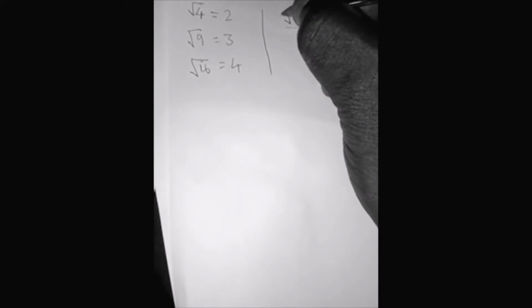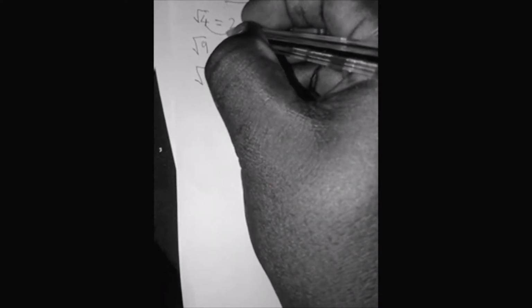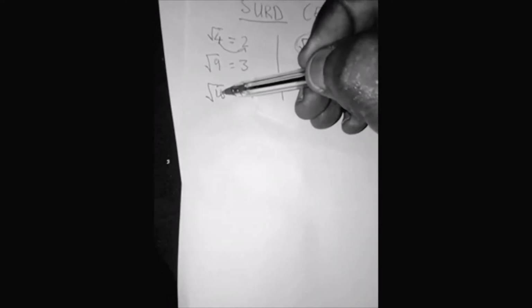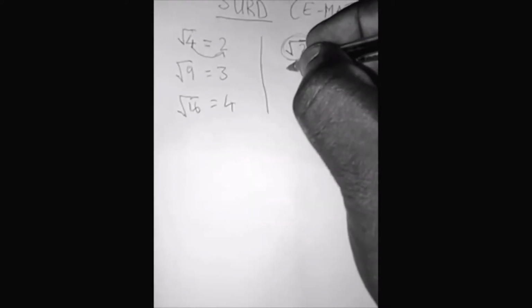that root becomes a surd. So 4 is a perfect square, 9 is a perfect square, 16 is a perfect square, 25, 36, and so on. But when I take something like root of 3, I'm not going to get a specific number, I'm going to get a decimal value. So this is not a perfect square. If we are not having a perfect square number, it means that the value is a surd. That is a simple introduction that I can talk about.